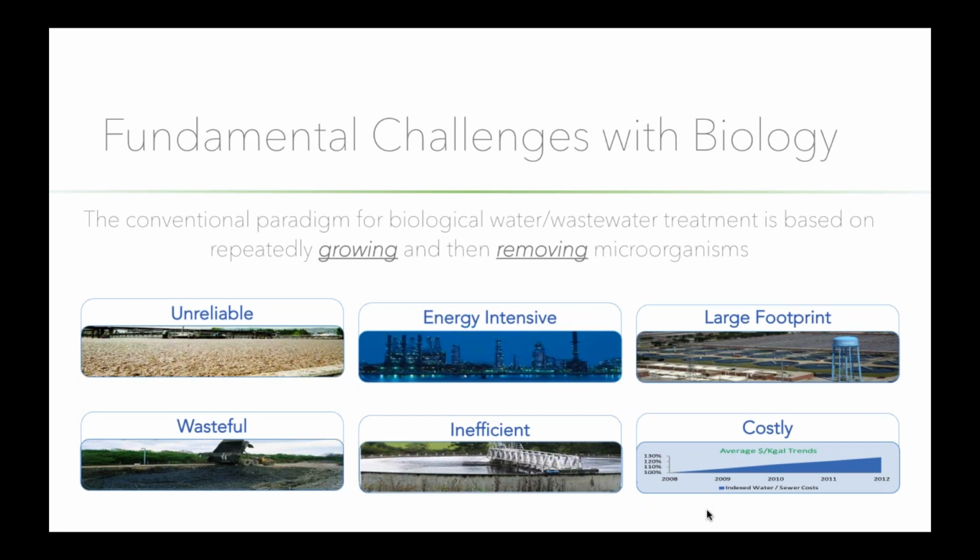Over the past 100 years, there has been a lot of improvements, such as being able to retain a certain population of biological organisms inside of a reactor or a basin. We've understood the macro environment. So now we've got a really good understanding on the dissolved oxygen that needs to be maintained, the pH, the temperature. But we've never shifted away from this concept of, and this cycle of growing and removing organisms.